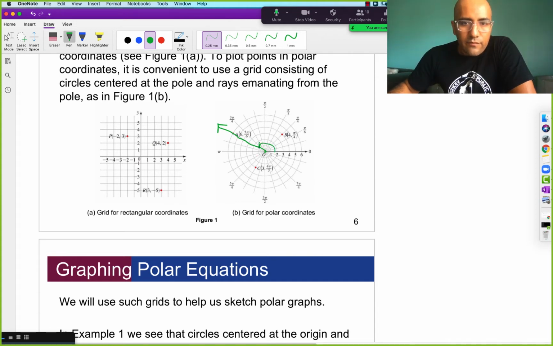Anyway, the angle from there to there is 5 pi over 6, and then we travel 1 unit, 2 units, 3 units, 4 units, 5 units, 6 units to get to that point, and that's where this point lands. 5 pi over 6 is the angle, and then we travel 6 units along the direction of that ray, and that's how we get to that value.